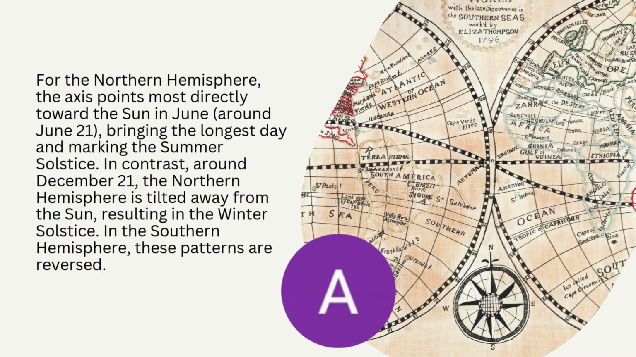For the northern hemisphere, the axis points most directly towards the Sun in June, around June 21st, bringing the longest day and marking the summer solstice. In contrast, around December 21st, the northern hemisphere is tilted away from the Sun, resulting in the winter solstice. In the southern hemisphere, this pattern is reversed.